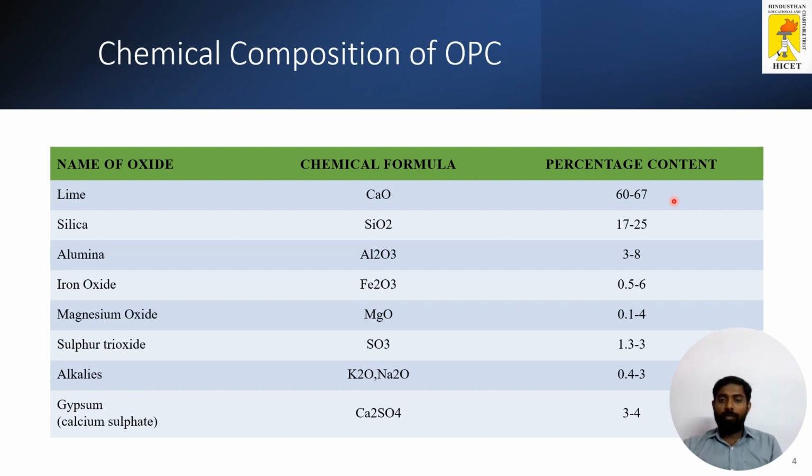So in the manufacturing of cement we use 60 to 67 percent of lime, 17 to 25 percent of silica, 3 to 8 percent of alumina, iron oxide 0.5 to 6 percent, magnesium oxide 0.1 to 4 percent, sulfur trioxide 1.3 to 3 percent, alkalis 0.4 to 1.3 percent, and gypsum, that is calcium sulfate, 3 to 4 percent.